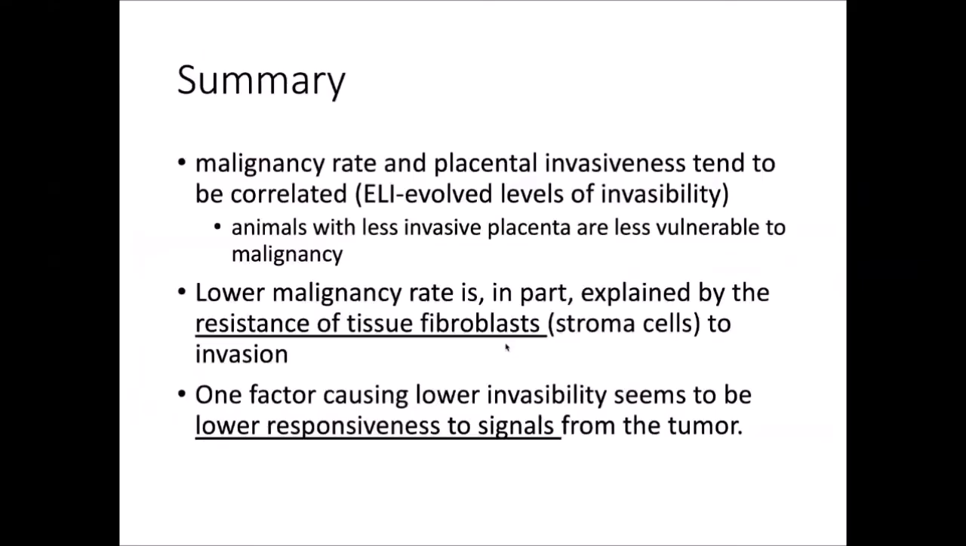So the summary is that malignancy rate and placental invasiveness tends to be correlated. Animals with less invasive placenta are less vulnerable to malignancy on average. Lower malignancy rates are in part explained by resistance of tissue fibroblasts, the stromal cells. And one factor contributing to lower invasibility seems to be a lower responsiveness to signals from the tumor that can be mediated by various mechanisms, one of which, the one that we chose to look more closely, had to do with proteasome degradation.